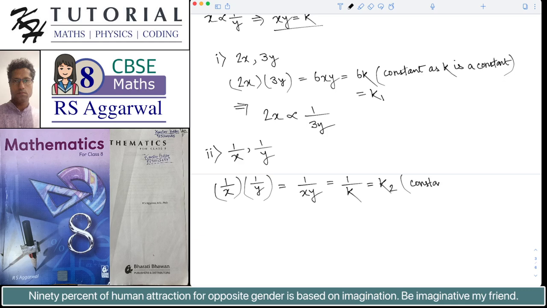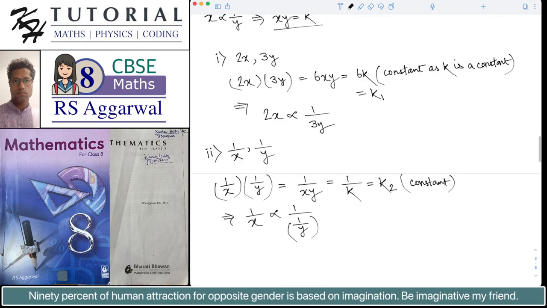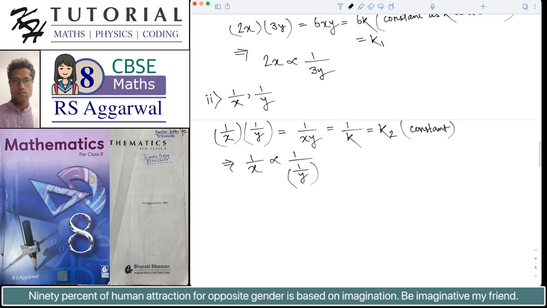So we see that the product of the quantity 1 by x and 1 by y is a constant, and hence we can say that these two quantities vary inversely. Okay, so let's do part 3.